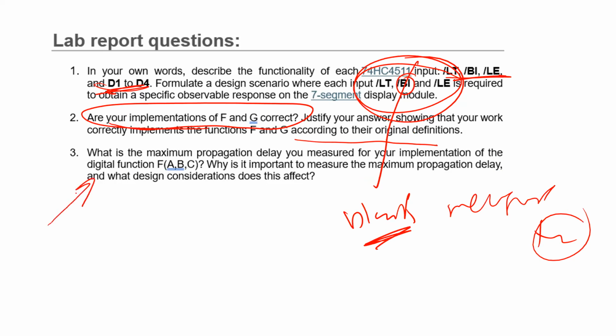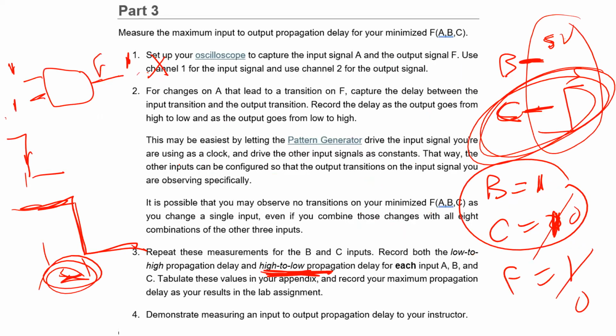In the last part here, I'm asking what is the maximum propagation delay. So here you need to measure the propagation delay for different cases. Okay, low to high, high to low. Also, you have to measure it when, as I told you, we fix B and then we measure from C. You can also do the opposite. So here I can put, for example, for C, I put 1, and then I measure the delay from B to F. You get what I'm saying? So you can measure several delays.